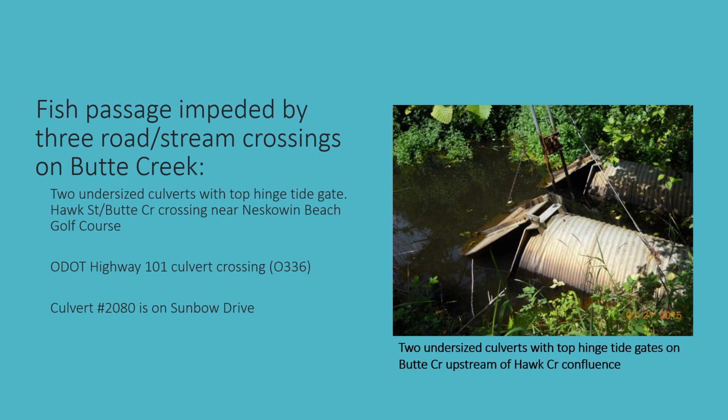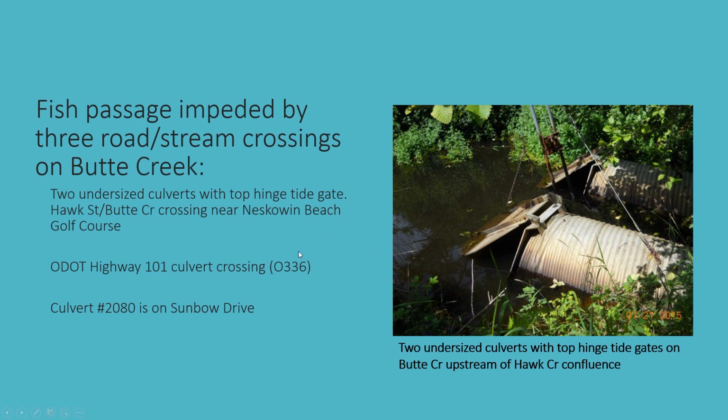The next upstream crossing is an ODOT culvert on Highway 101, the intersection of 101 and Butte Creek. This culvert is also undersized and was rated by ODOT as in a critical condition and approaching failure. The bolts are rusted. Water is traveling through very quickly, and it's causing a velocity barrier for fish. And ODOT has prioritized the project internally, and they're looking for funding for a 2021 to 2024 replacement.